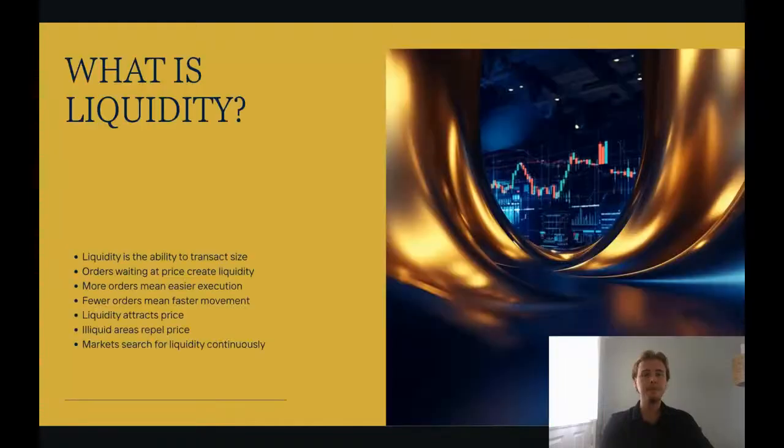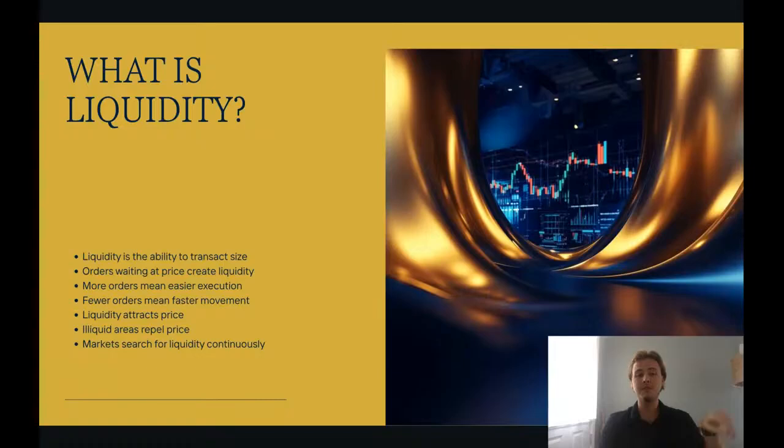What is liquidity? Liquidity is the ability to transact size. Orders waiting at price create liquidity. More orders mean easier execution. As I was saying, fewer orders means movement. So that's one of those big things. So that's why it can't shoot to the $50, but then it has to have that entire price range, and that's where we see these kinds of moves.